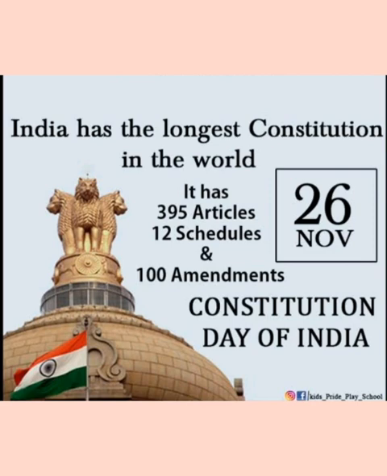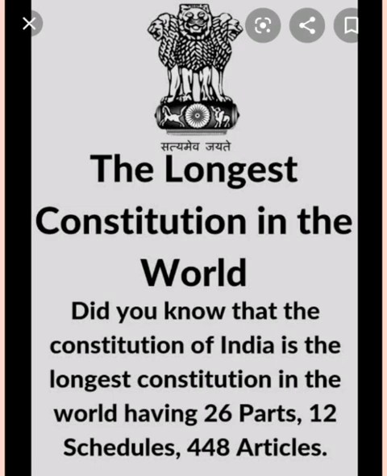The next feature of the Constitution is that it is the lengthiest Constitution in the world. Earlier it had 395 articles and 12 schedules, but now it has 448 articles and 12 schedules. The extraordinary bulk is due to several reasons, such as a detailed description of the legislative, administrative, and financial relations between the Union and the states, provision of safeguards for minorities, and many more details.